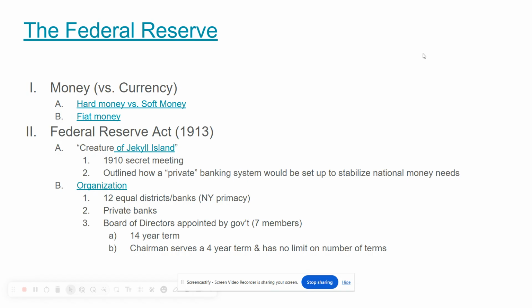The reason why I'm bringing this up specifically is because if you remember, one of the reasons why Woodrow Wilson got the Democratic nomination was he promised William Jennings Bryan the creation of a national bank, but he promised the creation of a public bank. What he signed into law is a private bank. And we'll talk a little bit more about how that works in a moment.